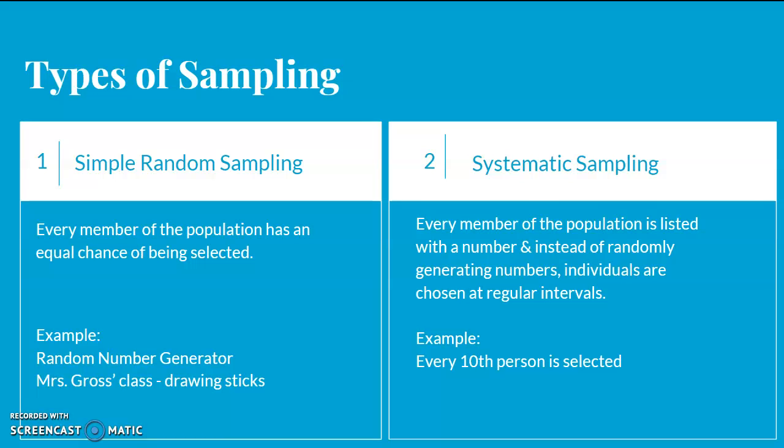Or if you saw in the picture, maybe I didn't start with the first person that came through the door. Maybe I started with the second person and then went with every 10th person. So then I'm looking at person number 2, person number 12, 22, 32, 42, going that way. As long as you have a system in place, that's what systematic sampling would be.